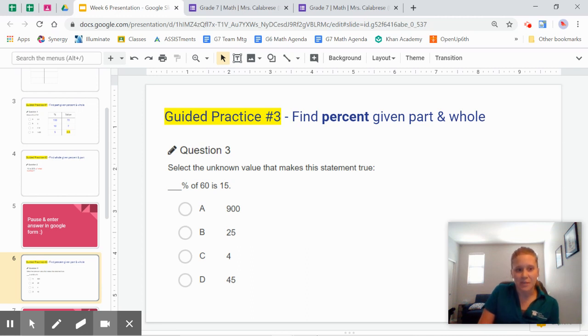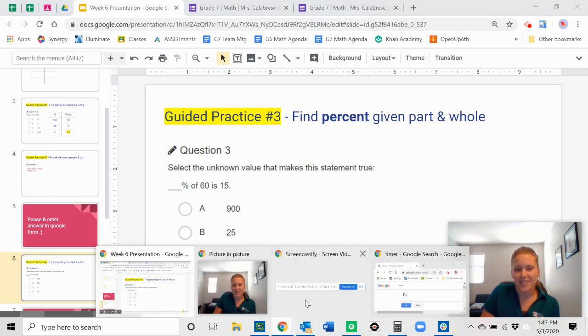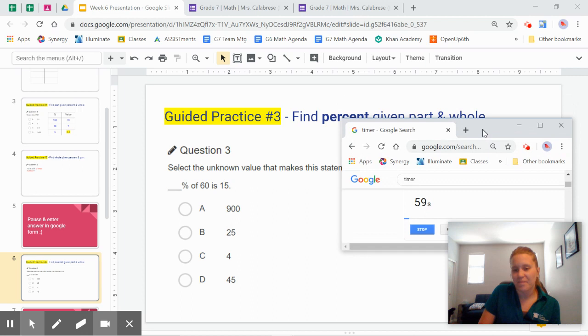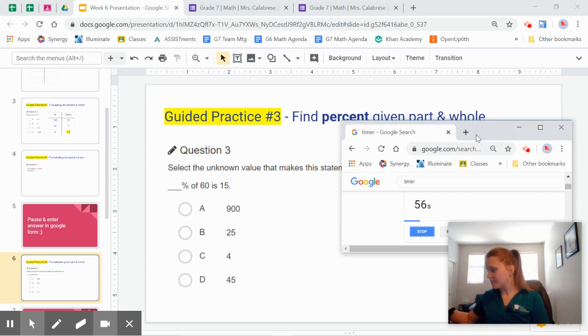Go ahead and set up your ratio table and solve this one on your own. And let's see if you can get it in 1 minute. Go. About halfway through our time. And this one, I think it's helpful to find that middle step in my table.